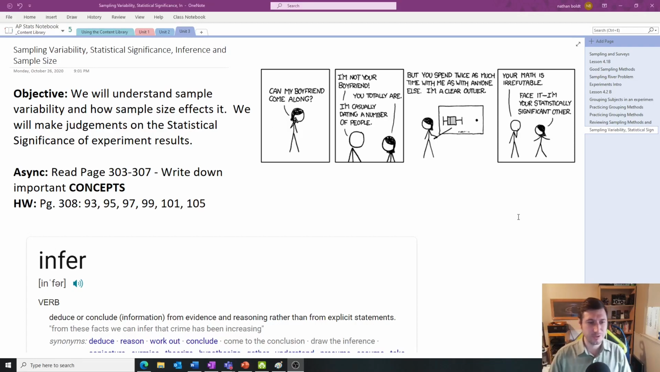So inference. We're going to take a look at inference for samples and observational studies, and a little bit of inference for experiments, etc.